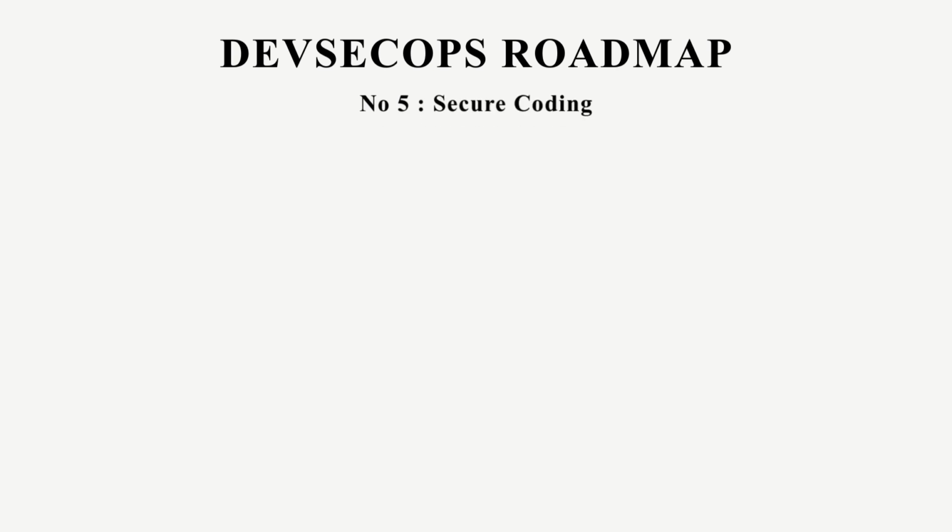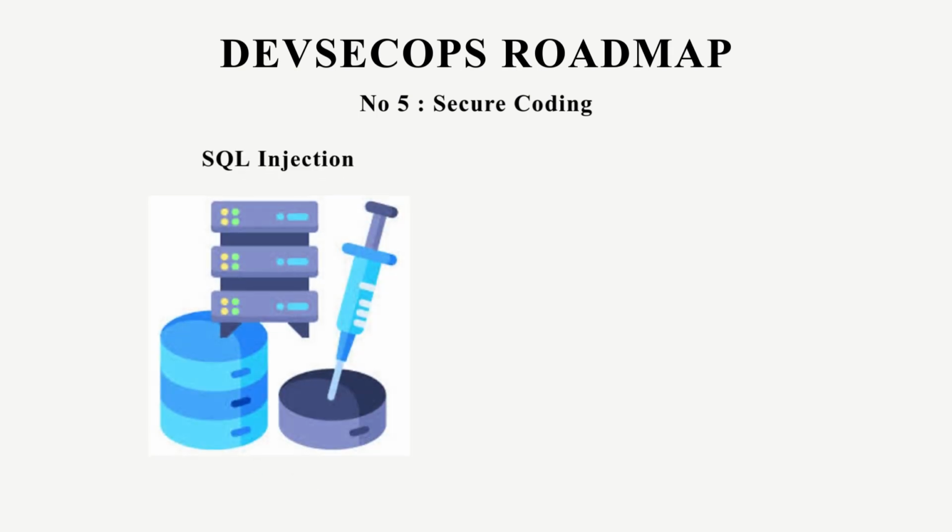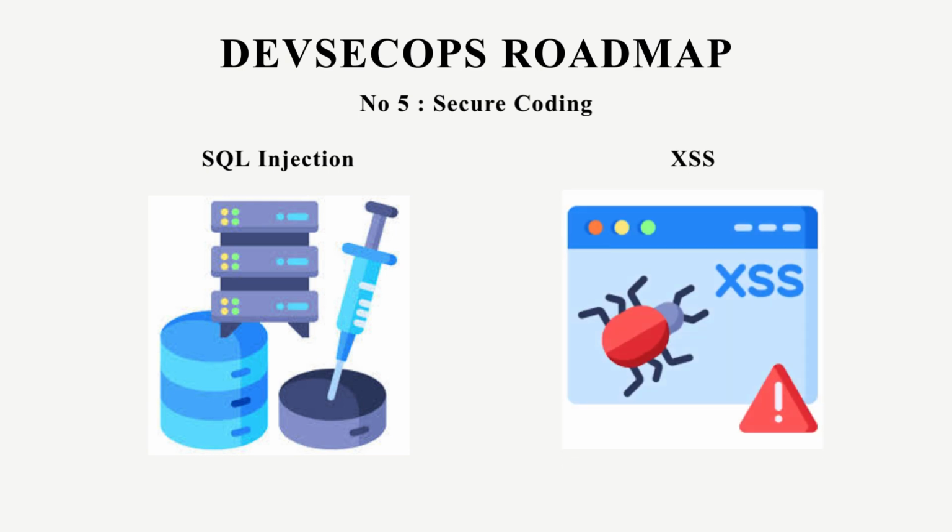Number 5, secure coding. Secure coding is extremely important in DevSecOps. Many cyber attacks occur because of insecure application code. One common vulnerability is SQL injection. This occurs when attackers inject malicious SQL queries into an application database input field. Another common vulnerability is cross-site scripting, also known as XSS. XSS allows attackers to inject malicious scripts into web pages. To prevent these issues, developers must follow best practices such as input validation, parameterized queries, and proper output encoding. Secure coding practices dramatically reduce security risk.